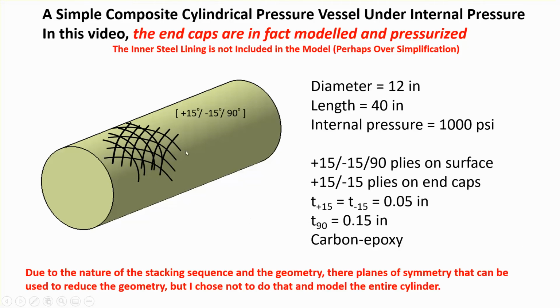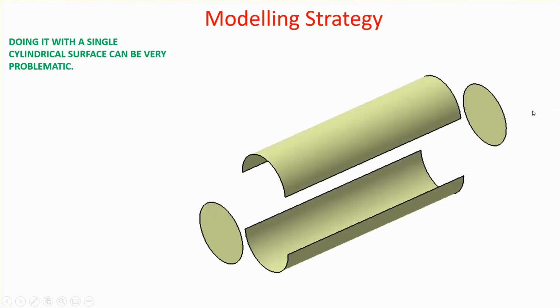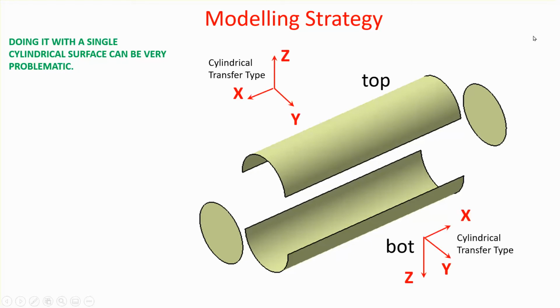And because of the nature of the stacking sequence, the geometry and the load, there are planes of symmetry involved here, but I'm not going to use that. I will model the entire cylinder as it is. My strategy is going to be like so. First of all, it's a cylindrical surface. However, what I'm going to do, as in the previous video segment, and I urge you to see that if you want to have a better idea what's going on, is basically four pieces.